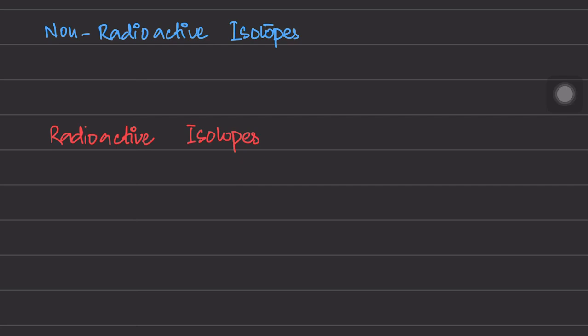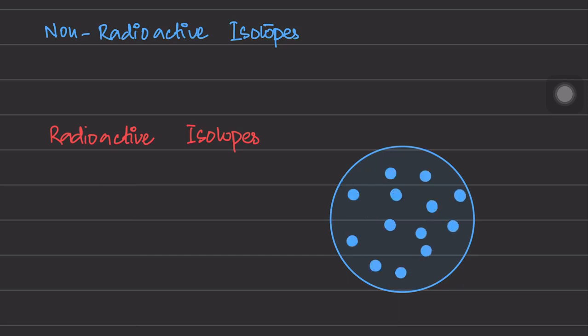Let's do a quick example to further build on it. Here I have my nucleus. The nucleus is filled with neutrons, for example these, and as you know, it's filled with protons as well.